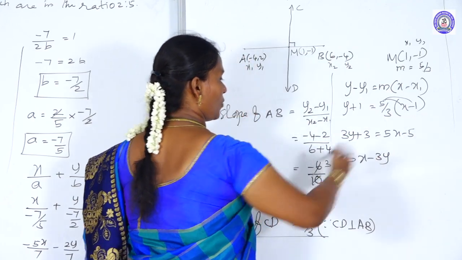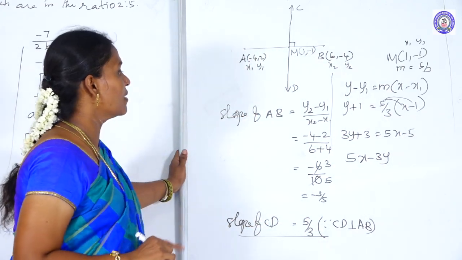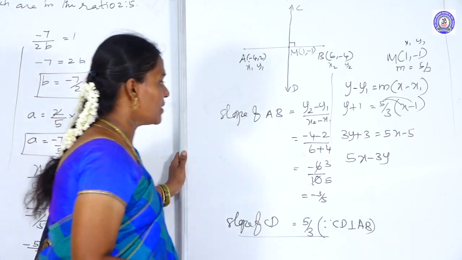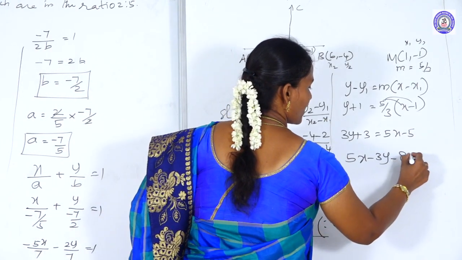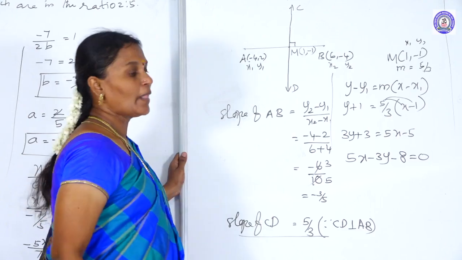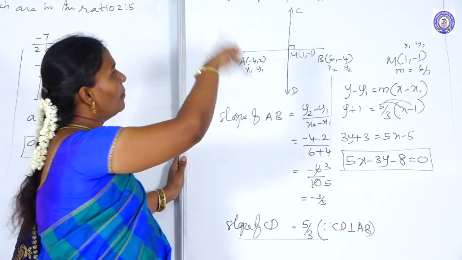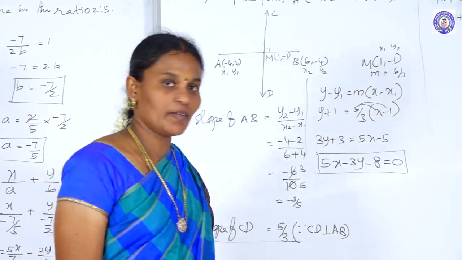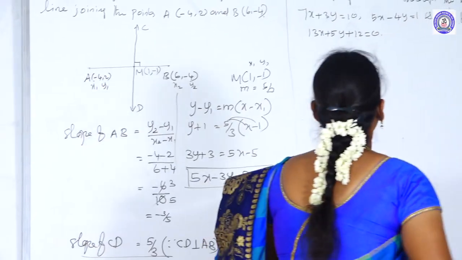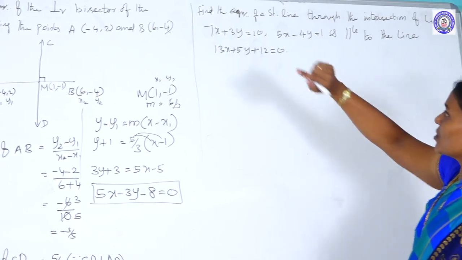This plus 3 goes to the right side, that also becomes minus. So minus 5 minus 3, that is minus 8. That is equal to 0. This is the equation of the perpendicular bisector. Do you understand? Okay.